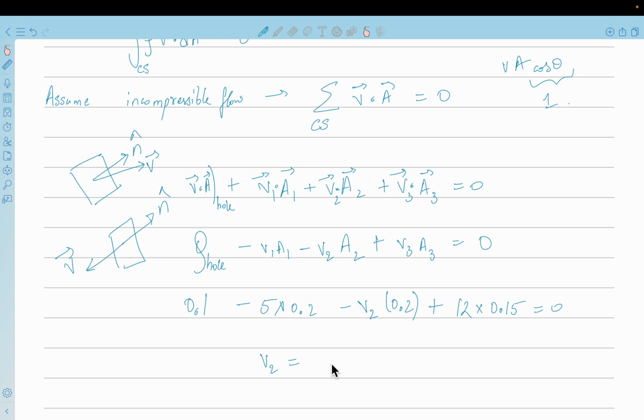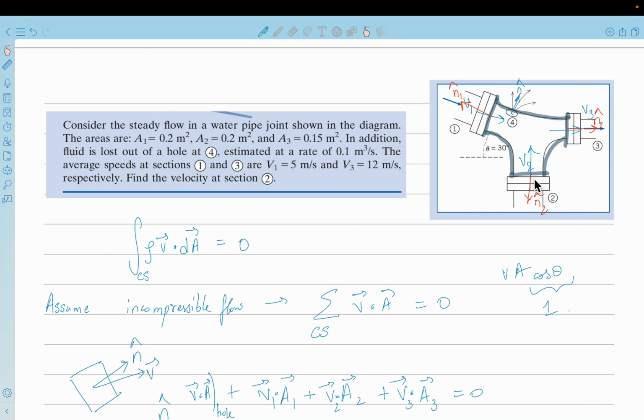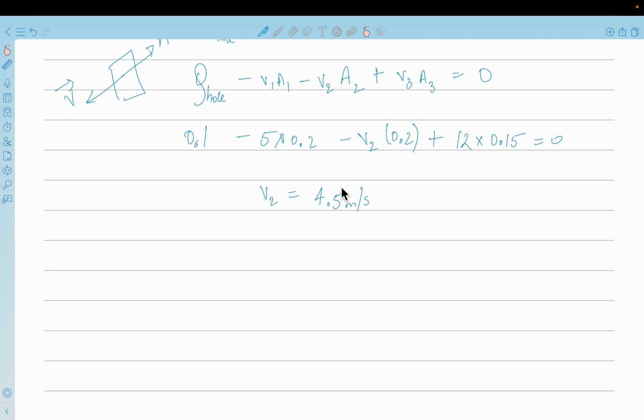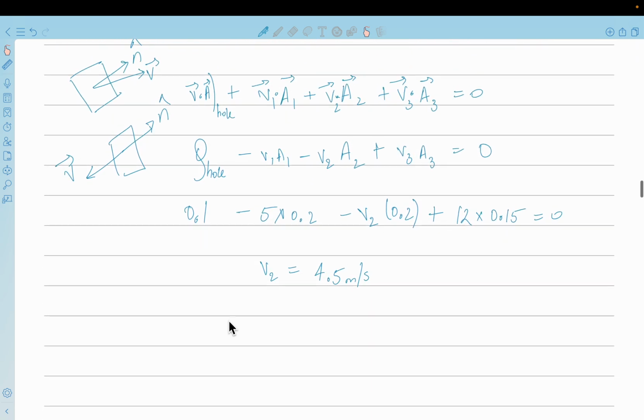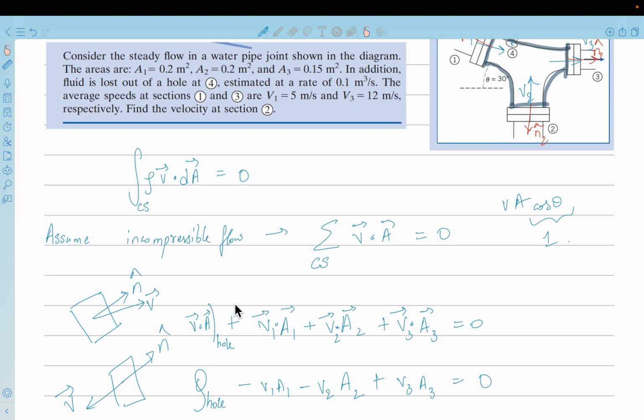Positive 4.5 meter per second. Okay, yeah, that's right. So I assume that v2 is going inside into this surface. That means there is an inflow from pipe 2. So I assumed this and it came out to be positive, so my assumption was right. If it came out to be negative, then it would have been an outflow. So this question is fine. I hope everyone got this answer. If you have any questions, you can ask me now.